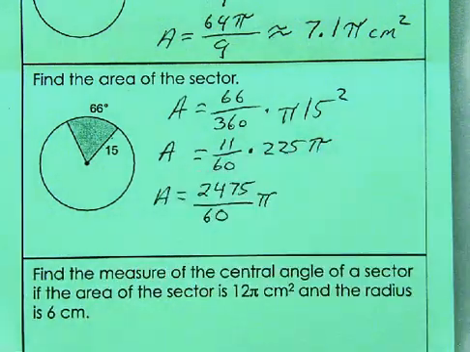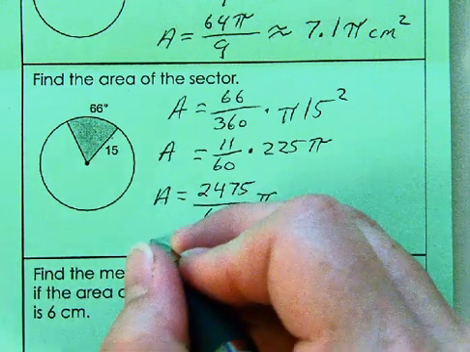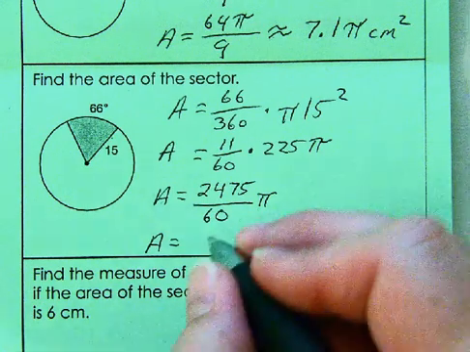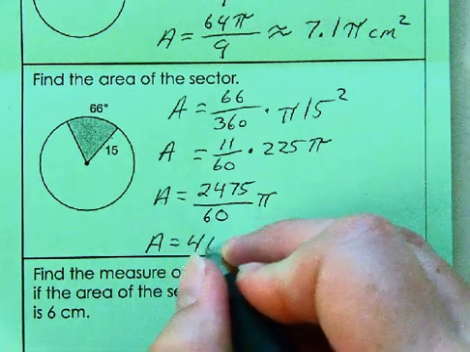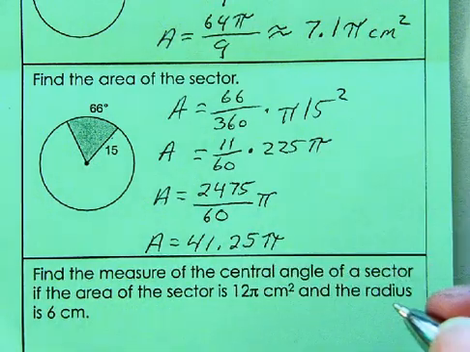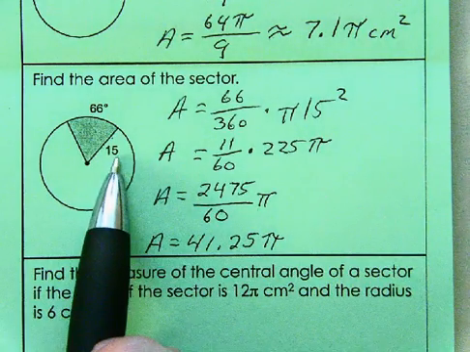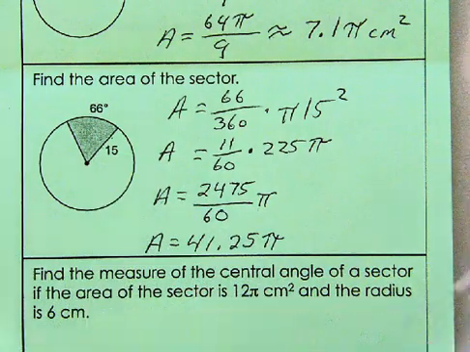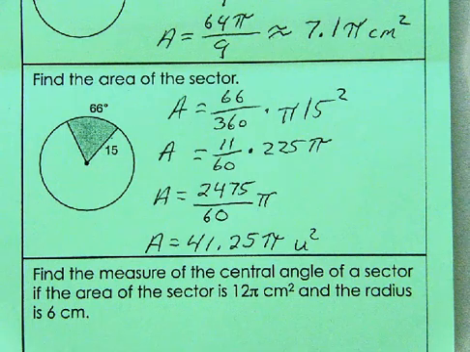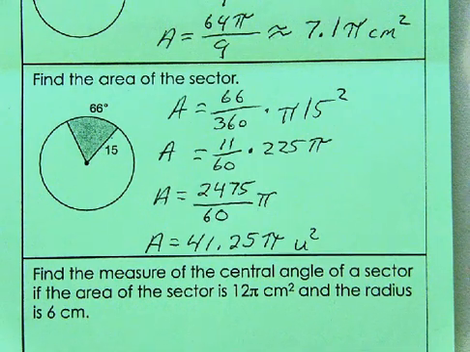And again, I'm going to use my calculator here to come up with a decimal. This one actually ends up being a terminating decimal, so we're just going to put all the decimal places. I got 41.25, and then we still have pi on there. And this time they didn't tell us if this is centimeters, inches, feet, anything like that, so we're going to put units. So U squared for units squared. All right, let's keep moving here.